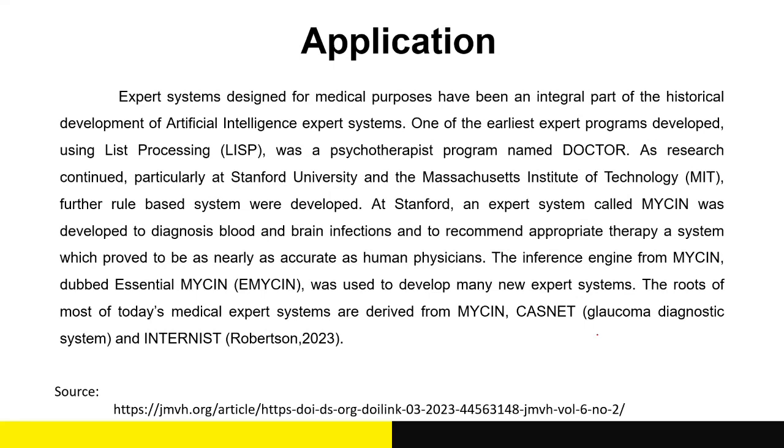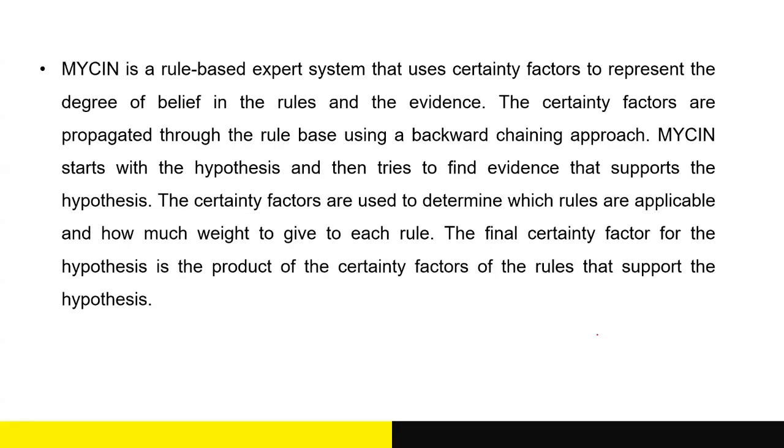MYCIN is a rule-based expert system that uses certainty factors to represent the degree of belief in the rules and the evidence. The certainty factors are propagated through the rule base using a backward chaining approach. MYCIN starts with the hypothesis and then tries to find evidence that supports the hypothesis. The certainty factors are used to determine which rules are applicable and how much weight to give to each rule. The final certainty factor for the hypothesis is the product of the certainty factors of the rules that support the hypothesis.